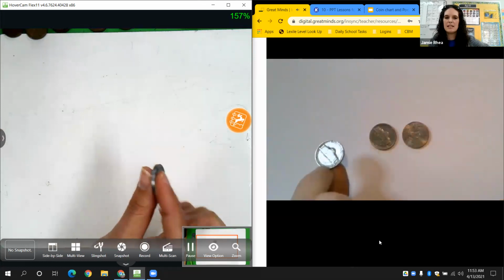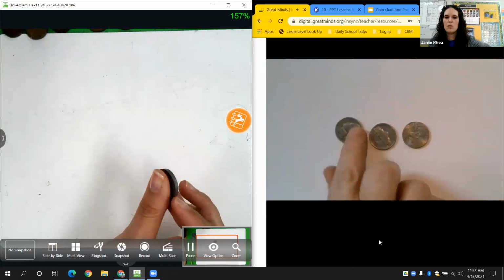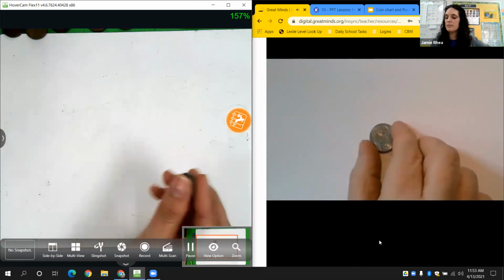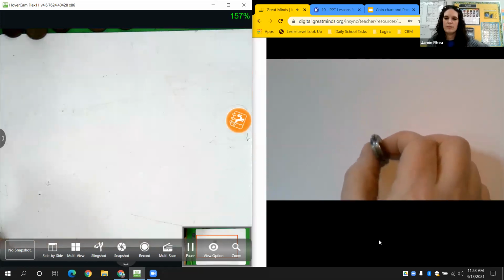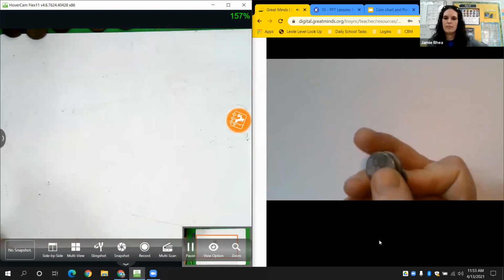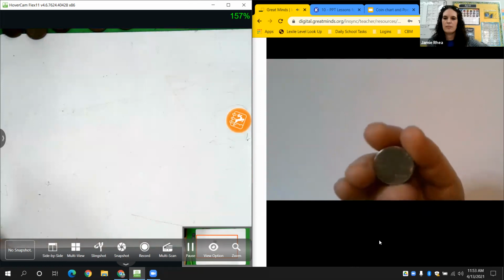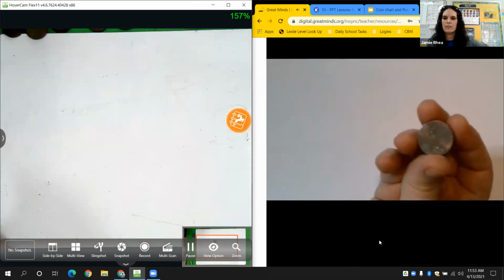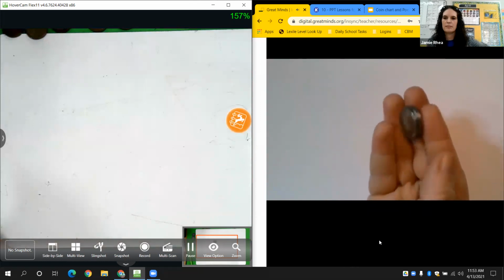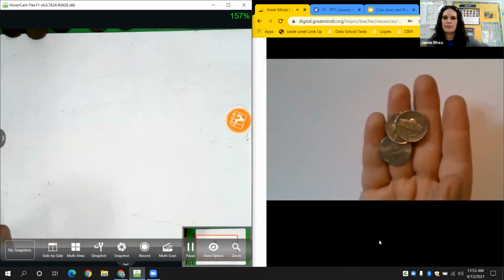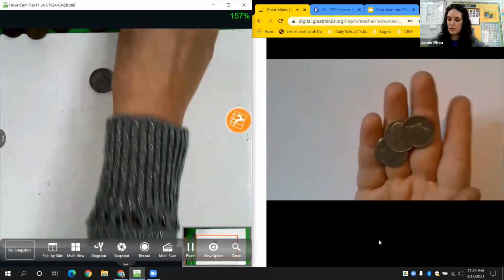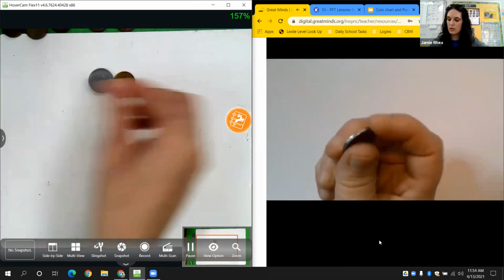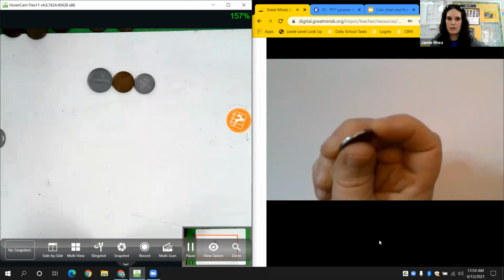Look how big and thick it is. And it's smooth. I'm stacking them to show that they are the same size. Even though the design has changed, the size stayed the same. They're a little bit bigger than pennies, also bigger than dimes. See? Look at that, they have a real smooth edge.